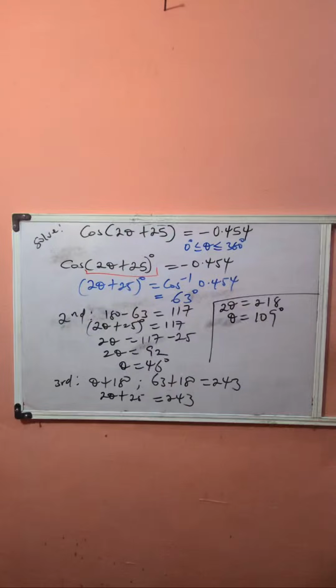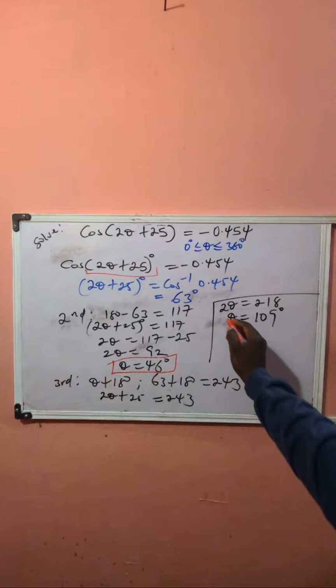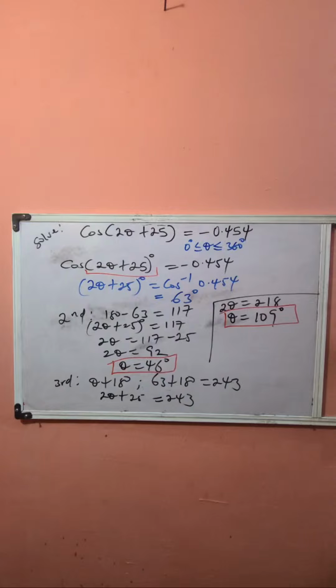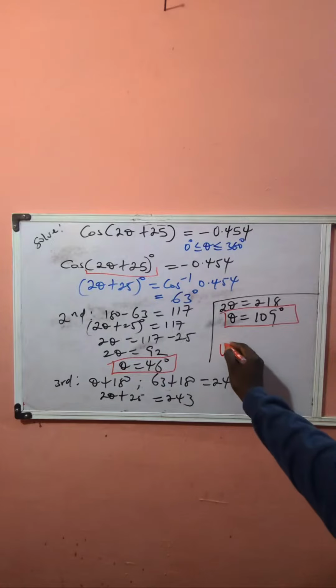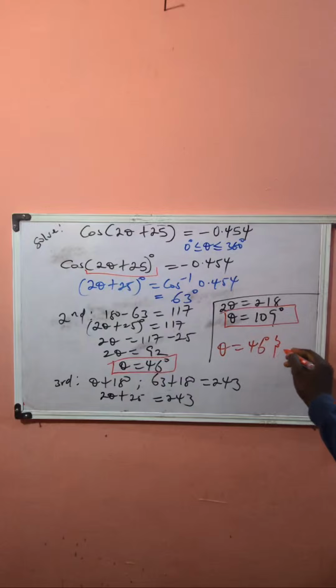So looking at this, I've been able to get two of my values for theta. Number one, I got theta to be 63 degrees. Number two, I got theta to be 109 degrees. So that's going to be my value for theta: 46 degrees and 109 degrees.